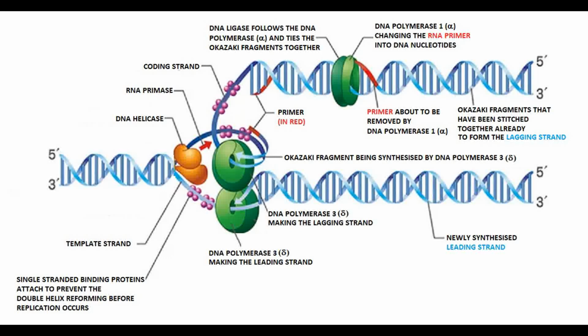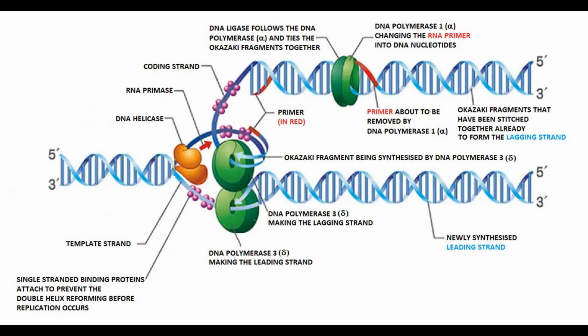Once both the leading and lagging strands have been completely synthesized by DNA polymerase III, the enzyme DNA polymerase I, also known as DNA polymerase alpha, comes along to replace the RNA primers made of RNA nucleotides with DNA nucleotides. Finally, the enzyme DNA ligase stitches the Okazaki fragment backbones together.